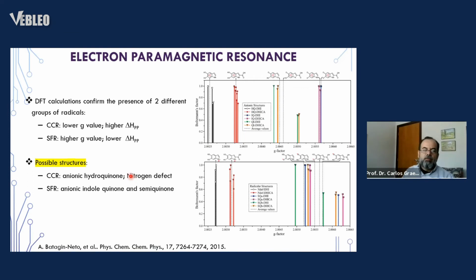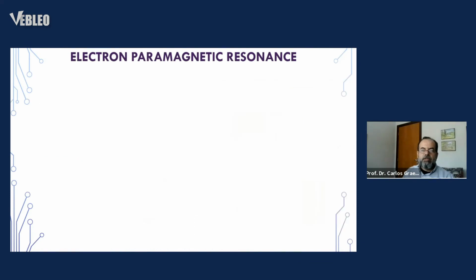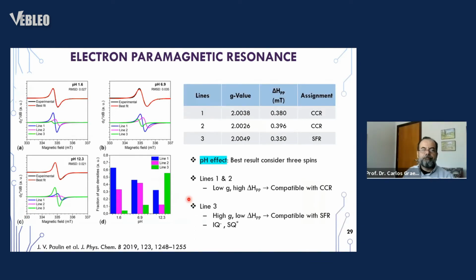So we find out that the signals can come not only from semiquinones, but for example from anionic indole-quinone and semiquinone, and the CCR from anionic hydroquinone, and from a defect which is normally not so much discussed in the literature, okay?